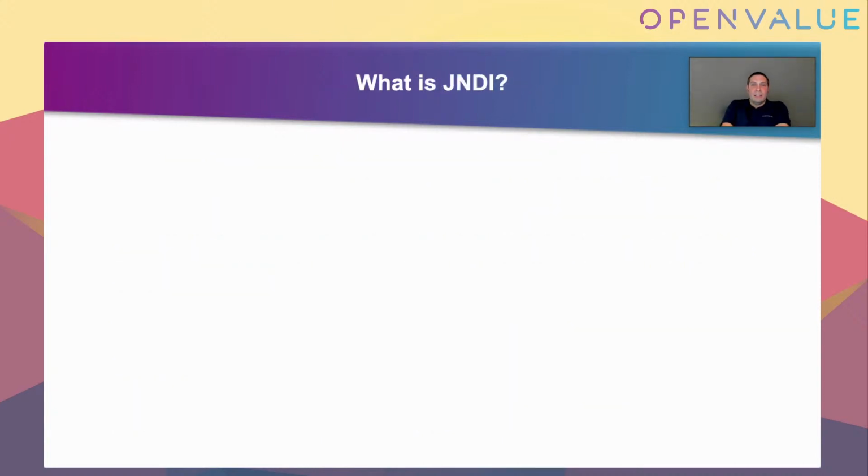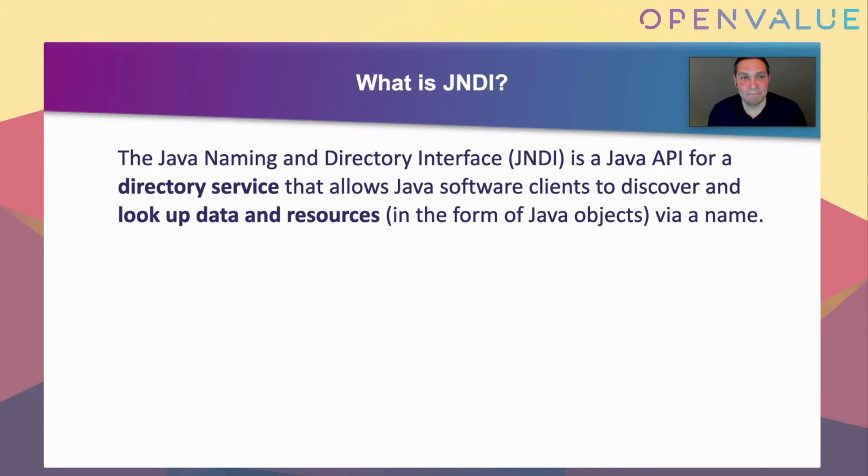So you might ask, what is JNDI? It is the Java Naming and Directory Interface, and it's an API for a directory service. A directory service is comparable with a phone book that allows Java software to look up data. So you can query, for example, LDAP servers and DNS servers, and look up resources in the form of Java objects via name. You configure a name, then you can use JNDI to look up data and resources.